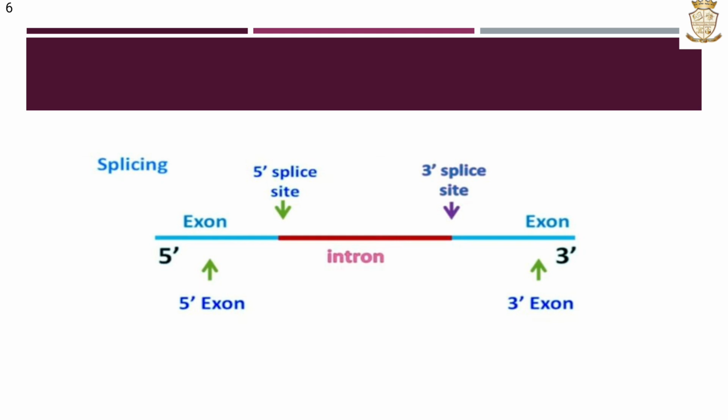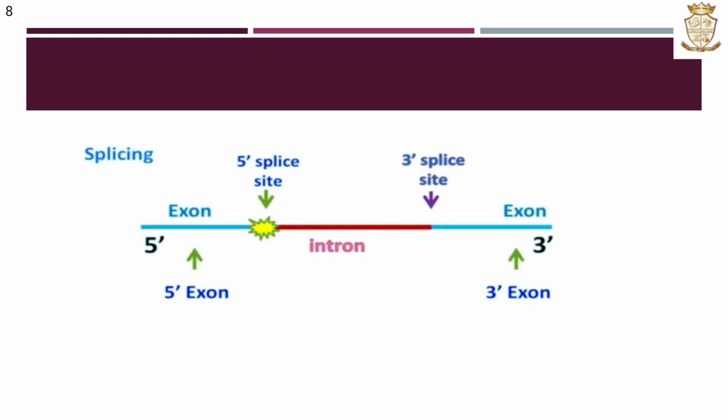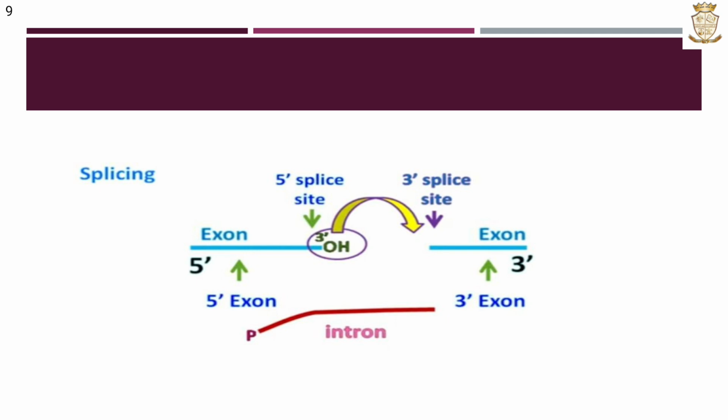The 5' splice site and 3' splice site are marked in this picture. We can also see the 5' exon and 3' exon. The phosphodiester bond between exon and intron at the 5' splice site is first broken, and the 3' hydroxyl group of the 5' exon reacts with the 3' splice site to complete the reaction. This is the mechanism of splicing. In this picture, we can see the broken phosphodiester bond. The 3' hydroxyl group reacts here.